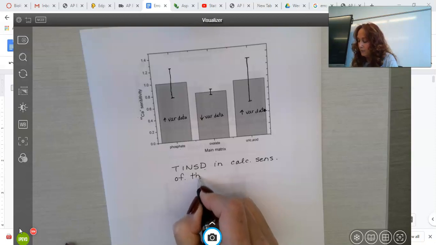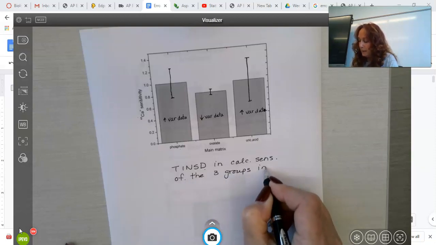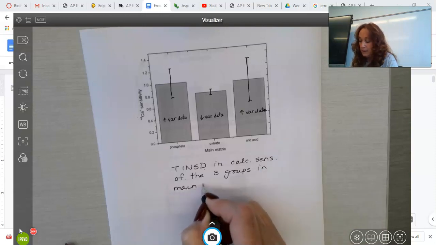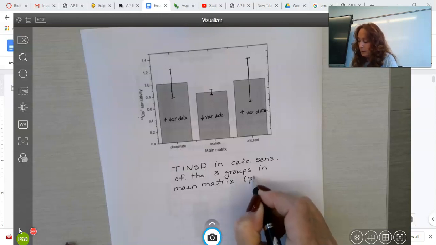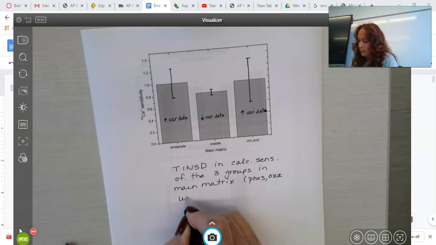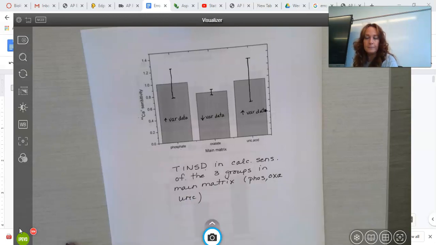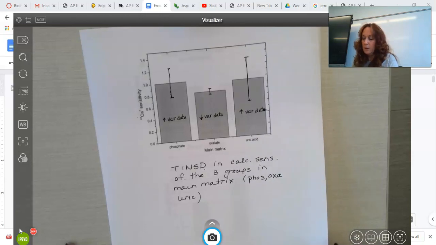Of the three groups, I guess in the main, I pulled these out of context so it's hard to know, matrix, and that would be phosphate, oxalate, and uric acid. They're the same. They're not any different from each other. So different conditions did not make the calcium sensitivity different.